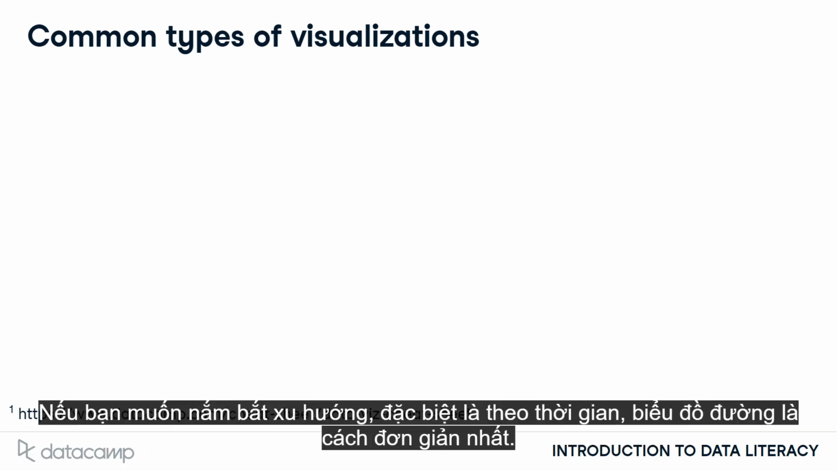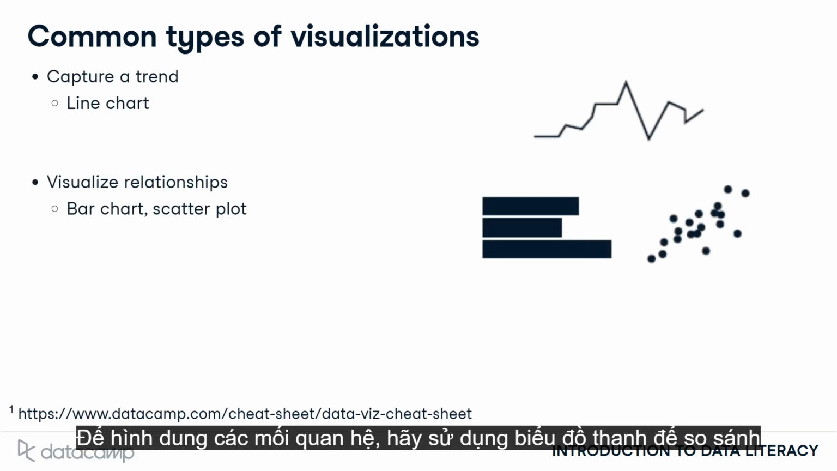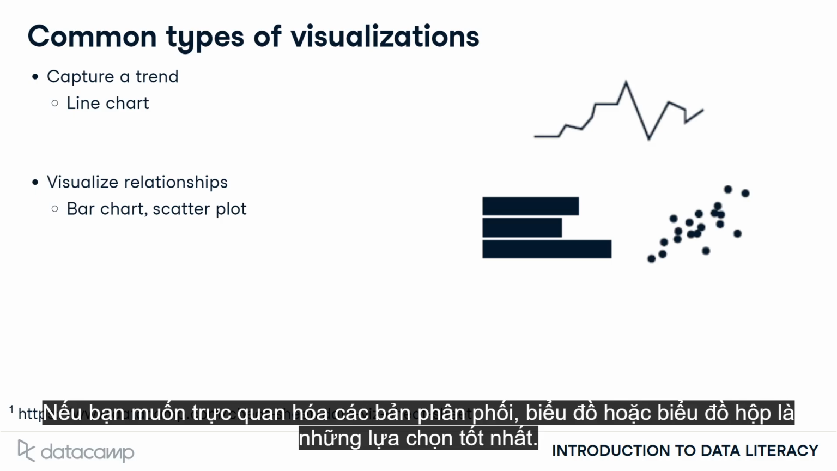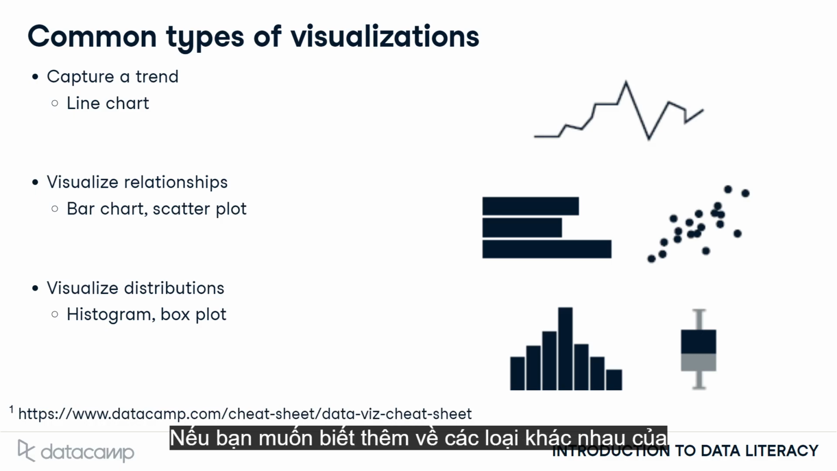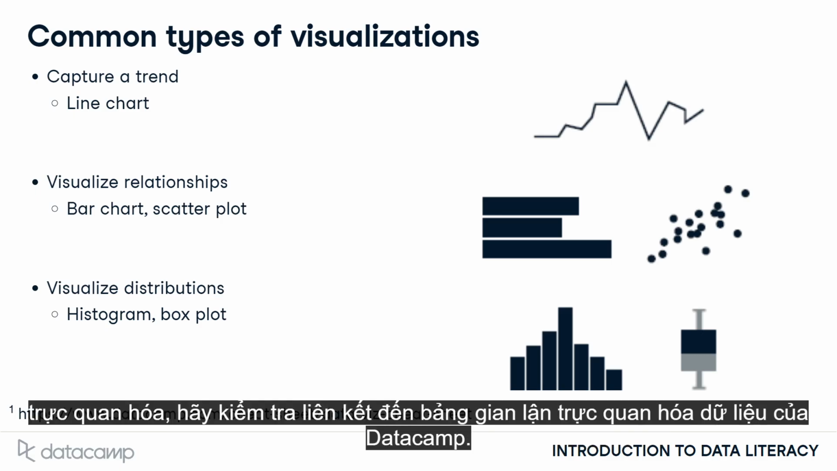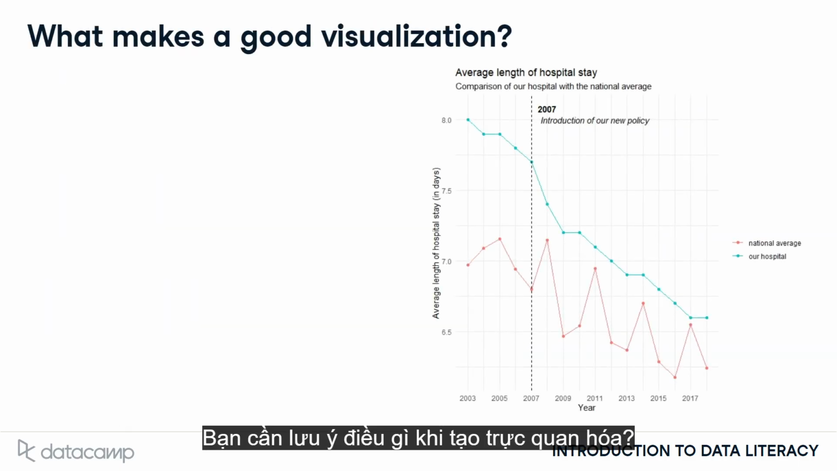If you want to capture a trend, particularly over time, a line chart is the most straightforward way. For visualizing relationships, use a bar chart to compare categories, or a scatter plot to show the relationship between two variables. If you want to visualize the distribution, a histogram or a box plot are the best choices. If you would like to know more about the different types of visualizations, check out the link to Datacamp's data visualization cheat sheet. What do you need to keep in mind when creating visualizations?